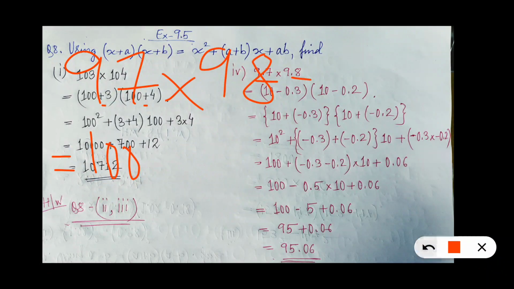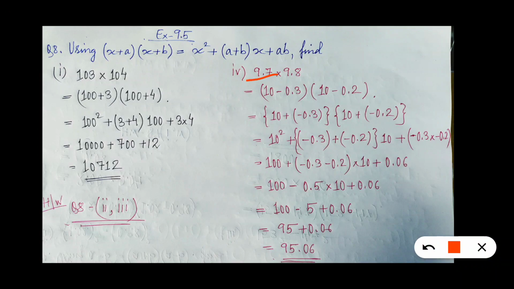If you see, 9.7 is 10 minus 0.3, and 9.8 is 10 minus 0.2. Now in the formula both should be plus, so you'll have to change this minus into plus. I've already taught you how to change it. Put plus in place of this and write minus with the second number here too. Now this is our a, this is our b, and the first one is our x. You can compare with this. Now the formula is x square, that is 10 square, plus a plus b, then into x. Our x is 10, so into 10. And lastly we have plus a into b. Because minus is there, we are using a bracket.